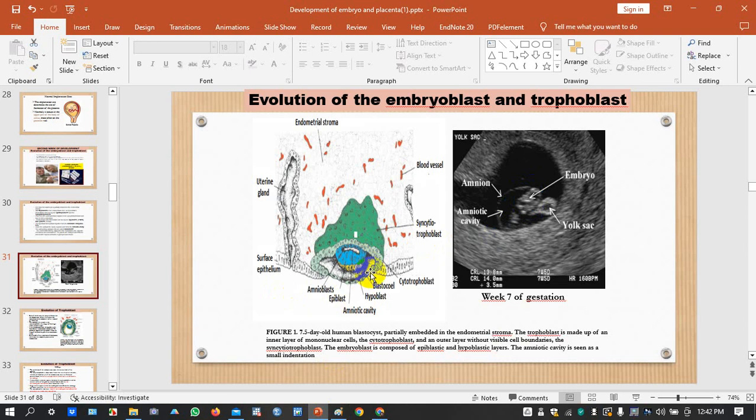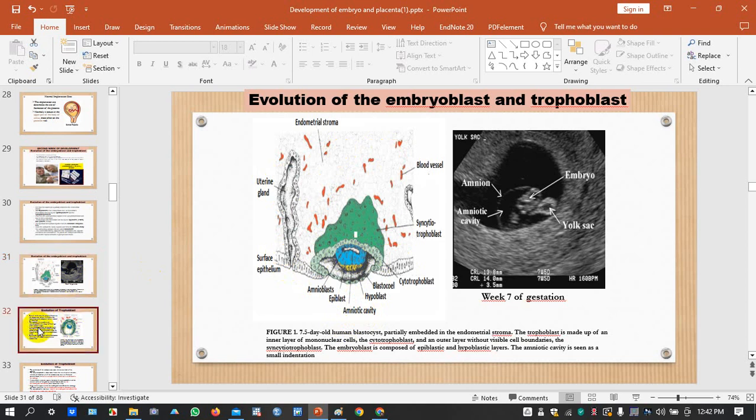So we can see this is the epiblast, this is the hypoblast. The yellow is the hypoblast. You can see the blastocele, the cytotrophoblast. You can also see the uterine glands, a lot of glands and blood vessels in the endometrium. You can see the amniotic cavity. You can also see the amnioblast, the cells that produce the amniotic fluid.